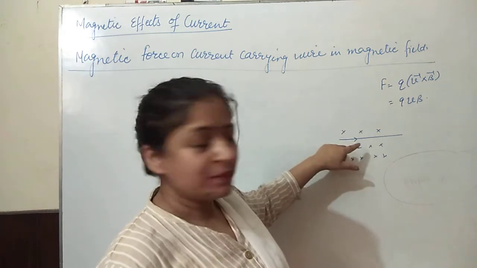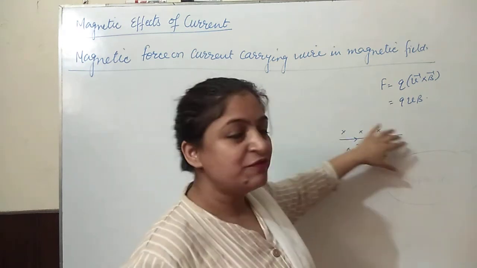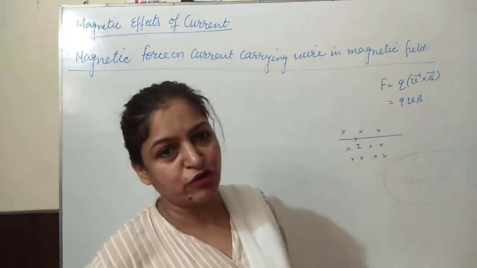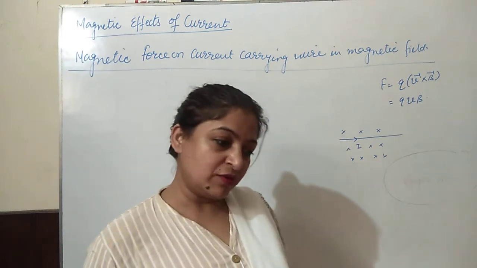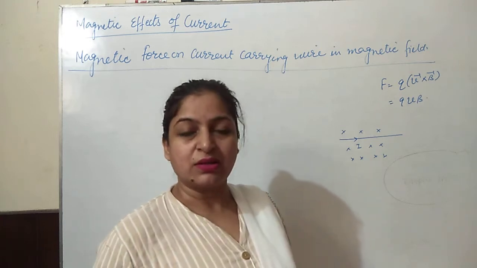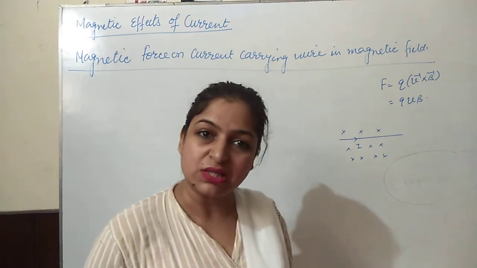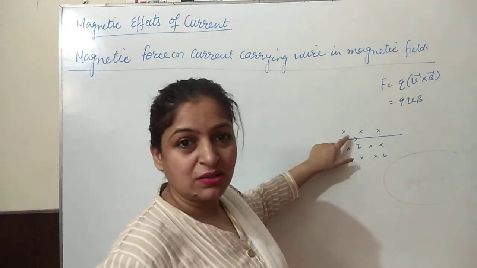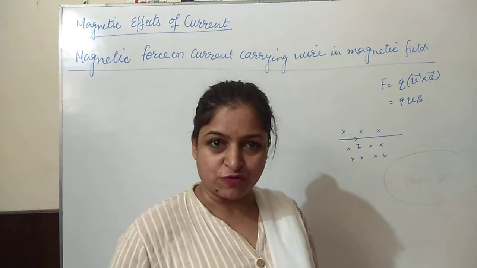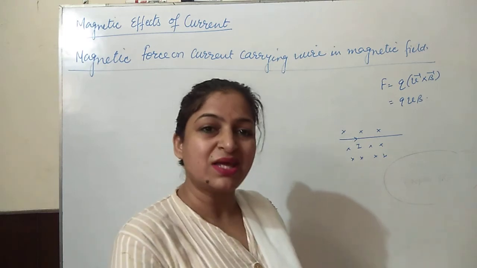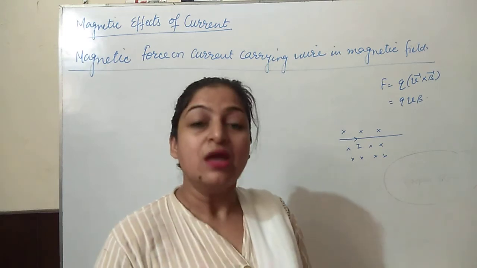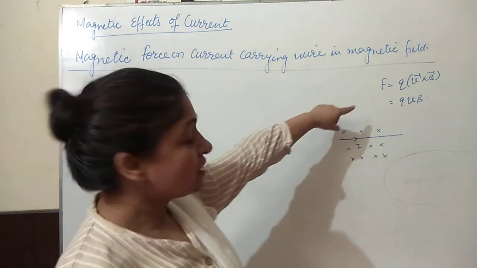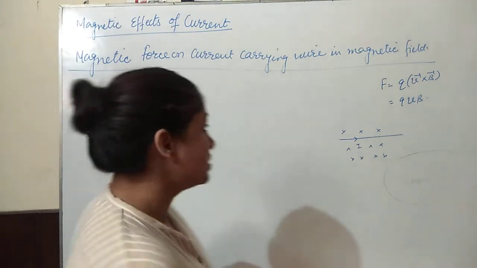We know that charge is flowing in the conductor and that is responsible for the flow of the current. If a current is flowing through a wire, it means electrons are moving inside the conductor. Electrons being charged particles, they will experience the force. So as a whole, force is exerted on the wire which is carrying current in the magnetic field. Let us derive the expression of that force.